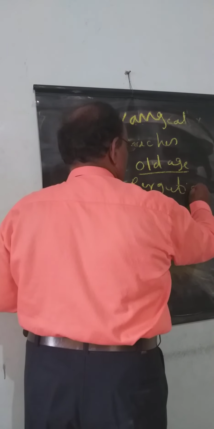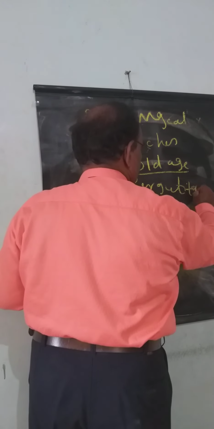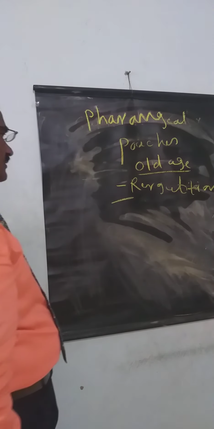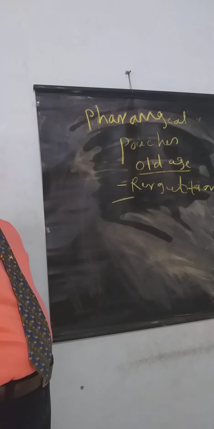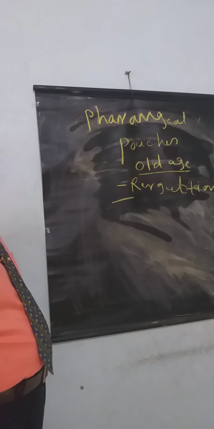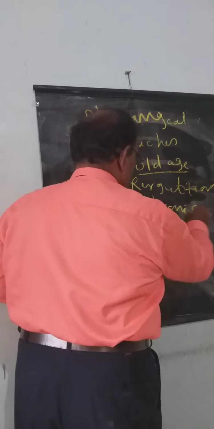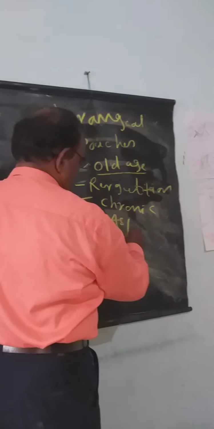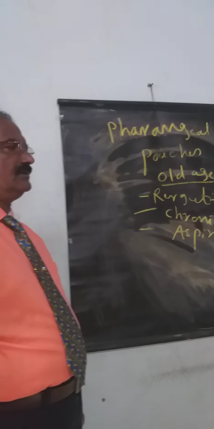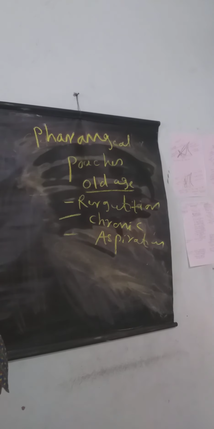Regurgitation. It is a herniation between the muscles of the pharynx. With pharyngeal pouches in the old, regurgitation and chronic cough may occur, and aspiration may occur. So the pharyngeal pouch is a herniation between the muscles of the pharynx that occurs in old age.